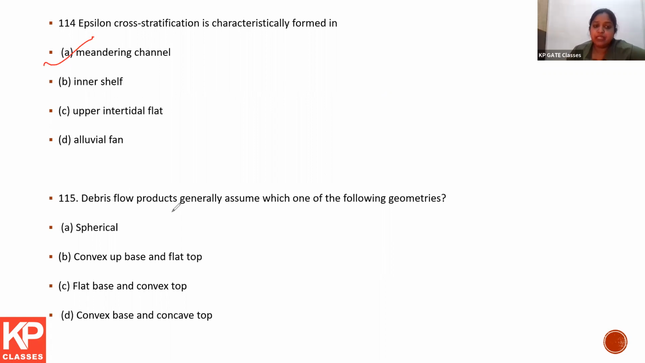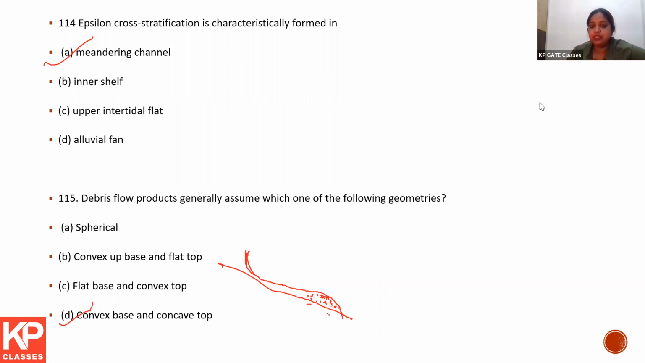Debris flow products generally assume which one of the following geometries? So the option, I guess the answer will be convex base and concave top. On the top, it will be concave, and the sediments will be deposited in the concave, with a convex base and a convex top.